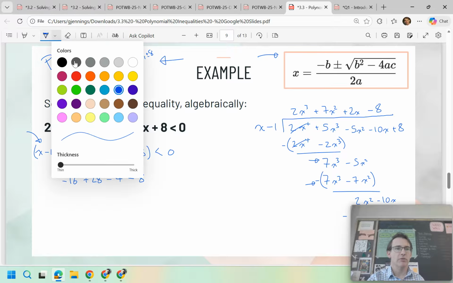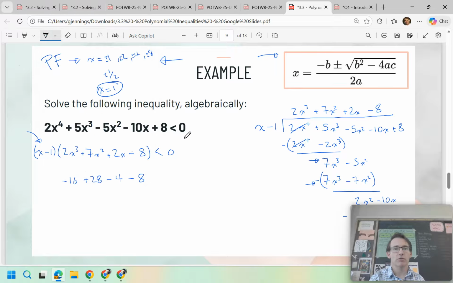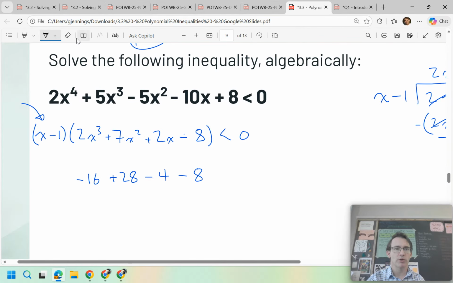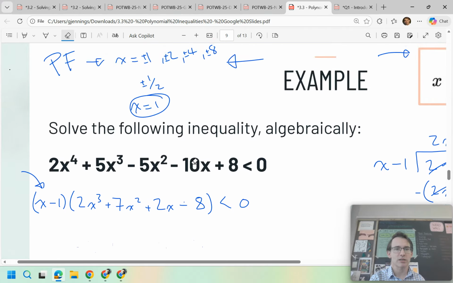Okay, so now I'm just going to switch into another color, really zoom in so I have space to do my division, and I'm going to rub out our rough work. We found that x equals minus 2 is one of our factors.